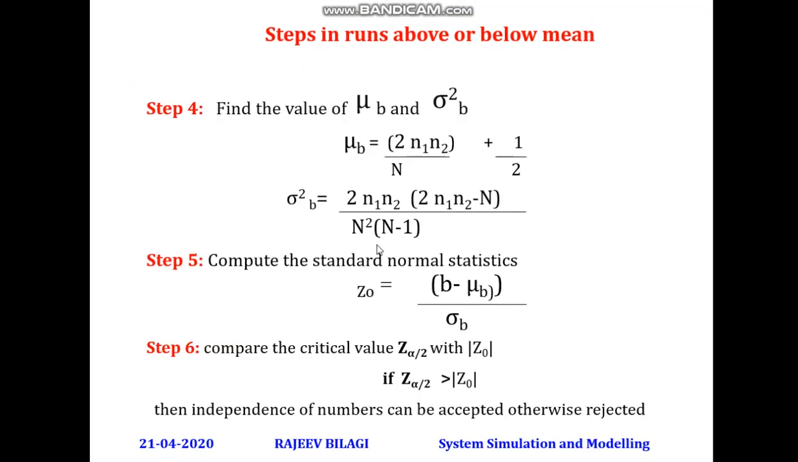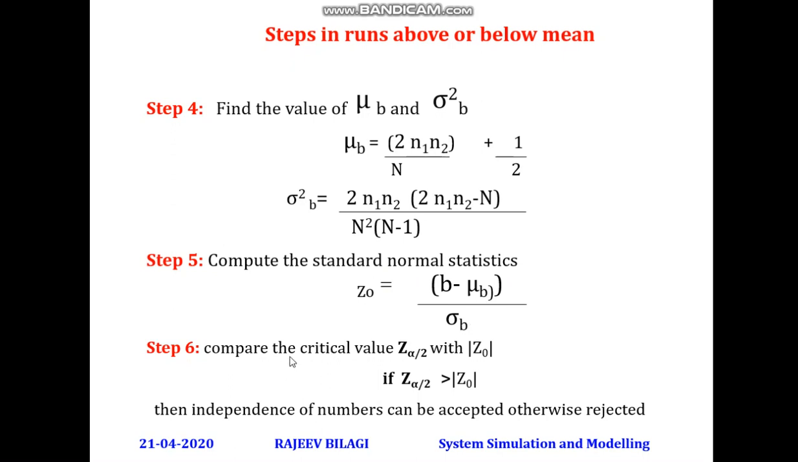Now, in step number 4, find out the value of mu b and sigma square b, which is like this. Mu b equal to 2n1 n2 divided by n plus 1 by 2. Sigma square b equal to 2n1 n2 into another bracket, 2n1 n2 minus n, divided by n square into n minus 1. After calculating these values, you find out the standard value, that is z naught, which is standard normal statistics, equal to b minus mu b divided by sigma b.